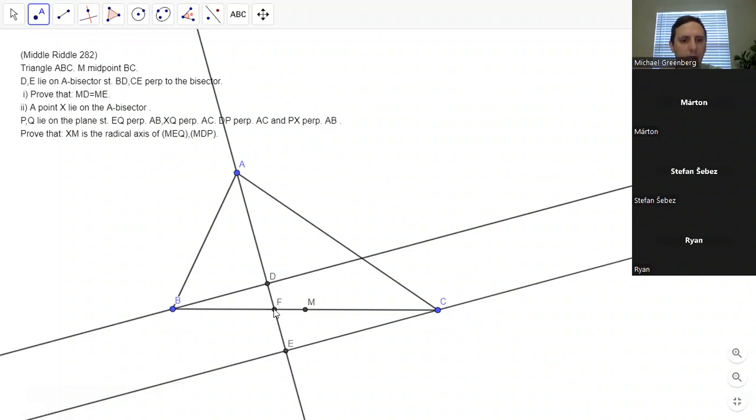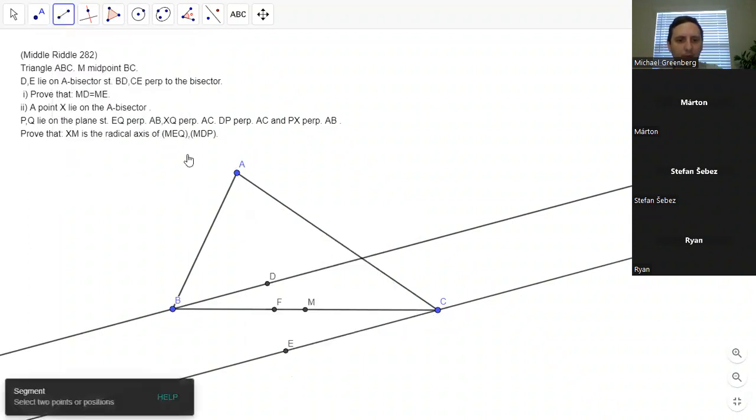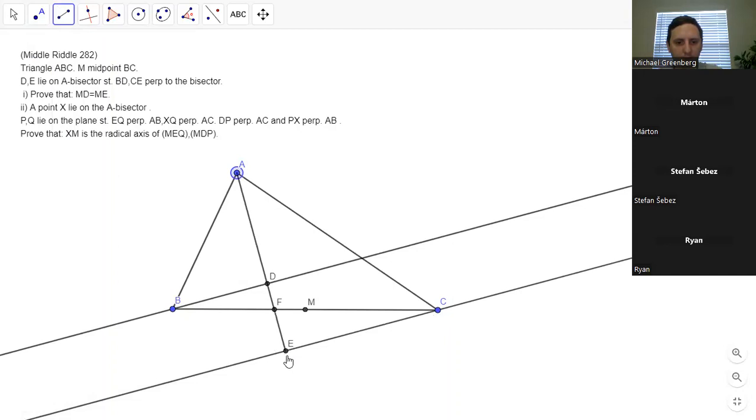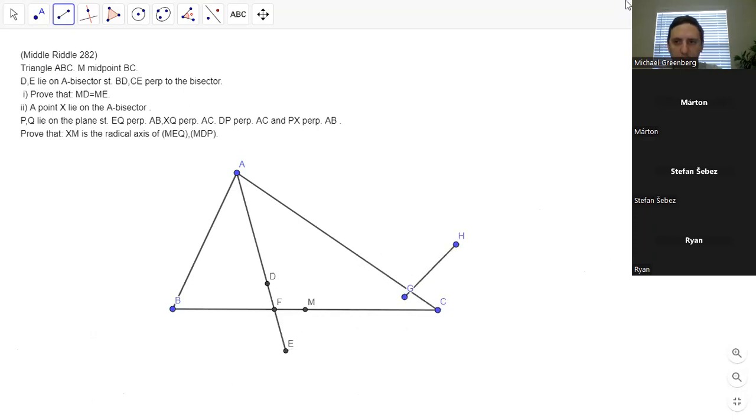Okay. Prove that MD equals ME. So, oh yeah, this problem I think we've done before. I forgot the proof of it, but I think it's very easy to show MD equals ME, right? I just forget what the idea was. So yeah, part one.